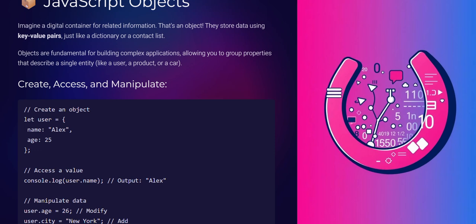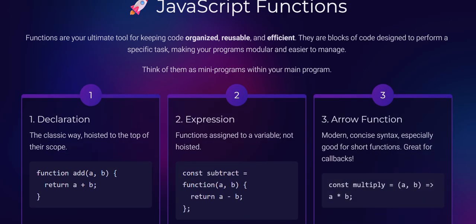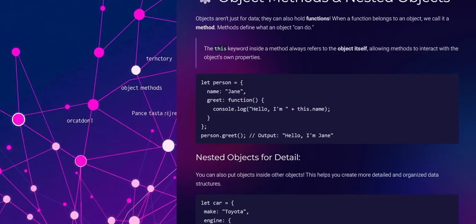So this is how the JavaScript object looks, and this is how we should create an object, access an object, and manipulate an object. Objects are fundamental for building complex applications, allowing you to group properties that describe a single entity. Object methods and nested objects.